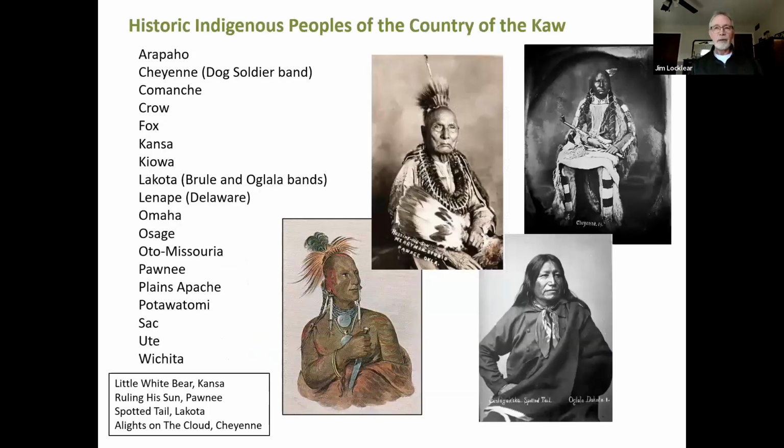But aside from the accounts of Euro-American explorers and early settlers, we have the fact that about 20 historic tribes of historic indigenous peoples' lifeways and histories were intimately connected with the country of the Kaw. Here's a list of them, and particularly in the eastern part of the watershed, the Kanza people, the Kaw Nation, were predominant. And then in the middle part of the Kaw watershed, particularly in the Republican region, you had the Pawnee Nation, and then on the high plains you had the Cheyenne and Lakota that were very important, and their histories are intertwined deeply with this country.